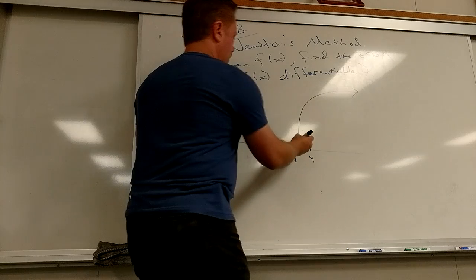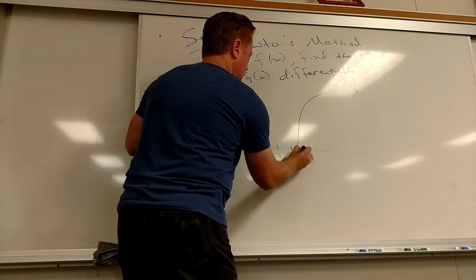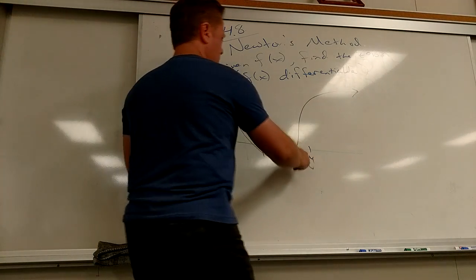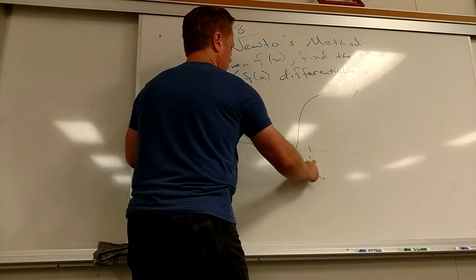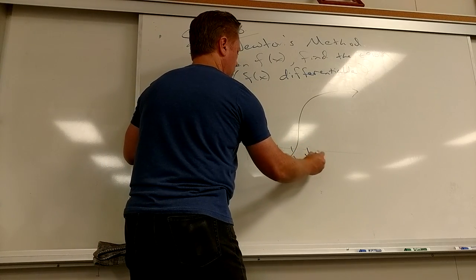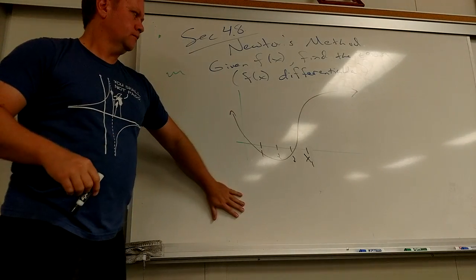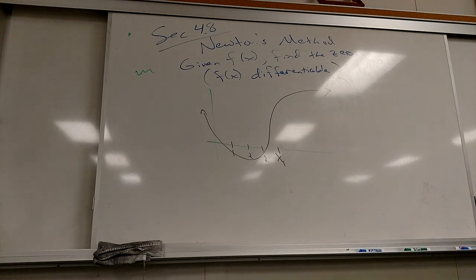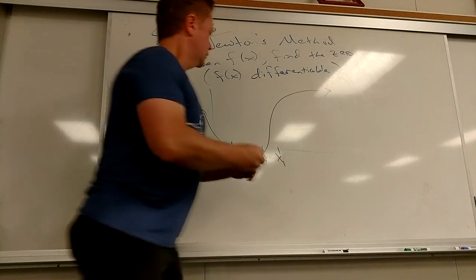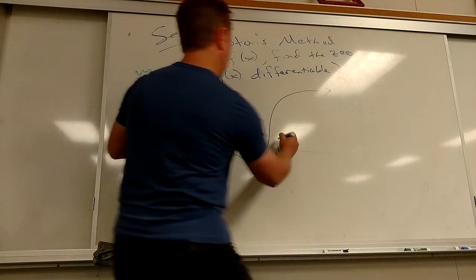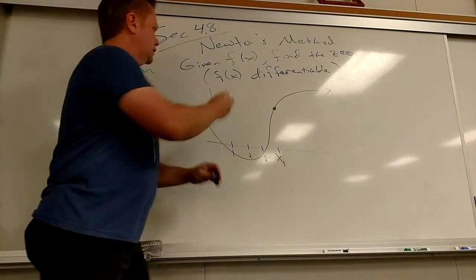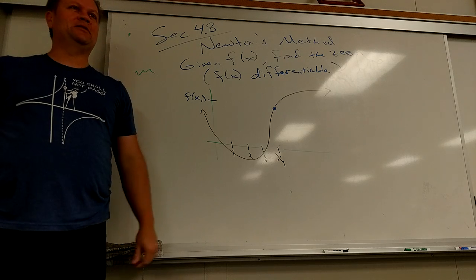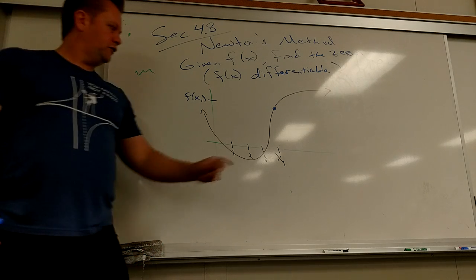So let's say our guess turns out to be right here. Now, for the sake of being able to see it from your chair, let me put it here. So here's my guess. So here's what the actual value is at that guess, right? That's f of x1. That's obviously not 0. So I'm trying to figure out what this is.